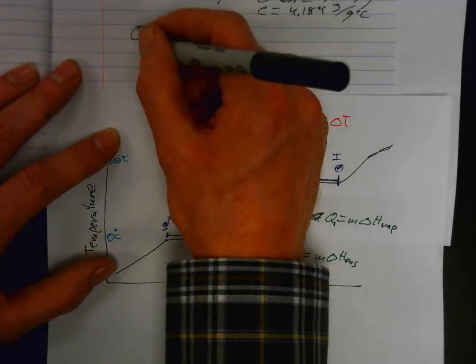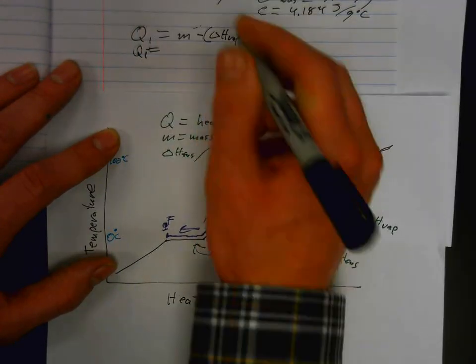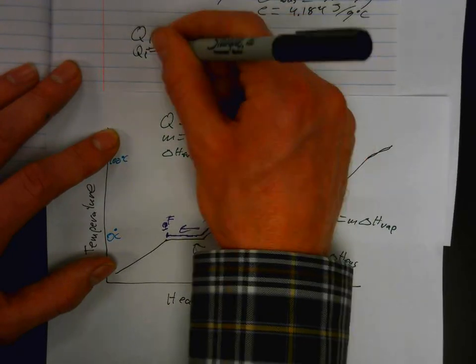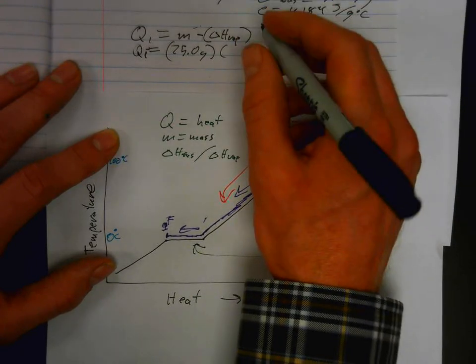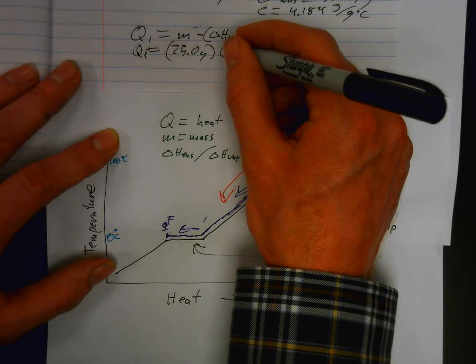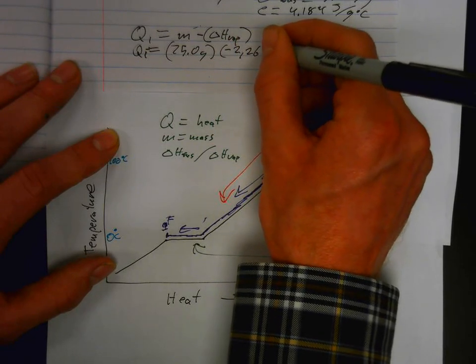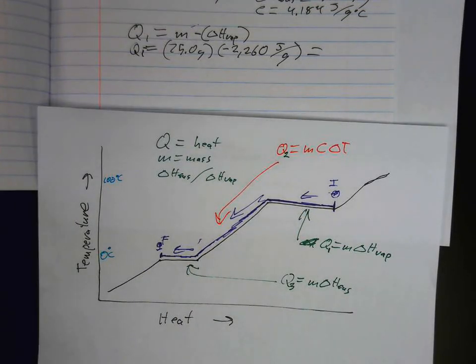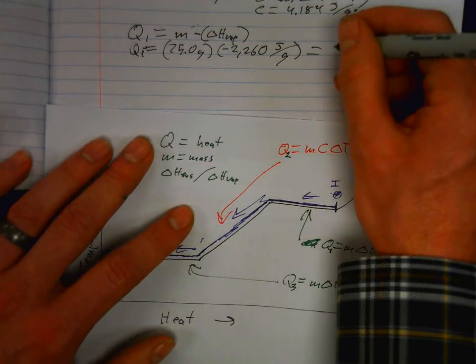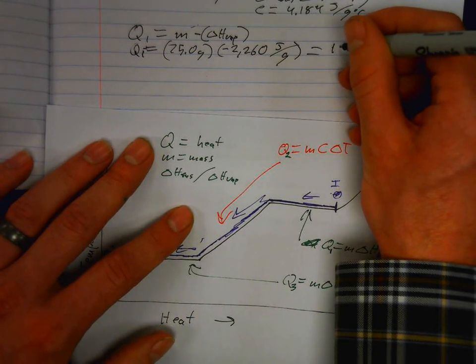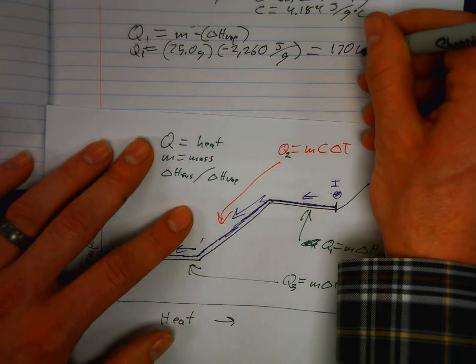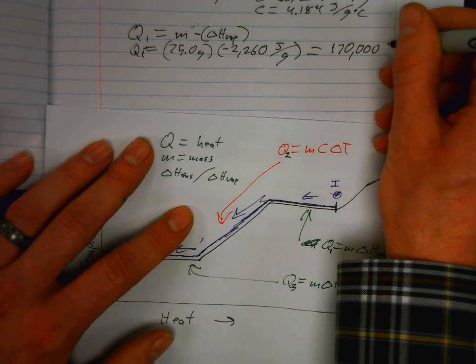All right, so this first Q1 we calculate, and so the mass is 75.0 grams multiplied by the negative value, negative 2,260 joules per gram. And that comes out to negative 170,000 joules.